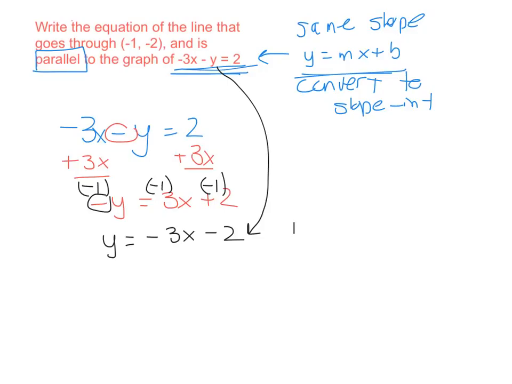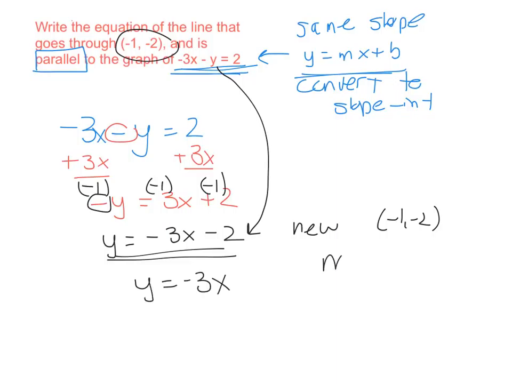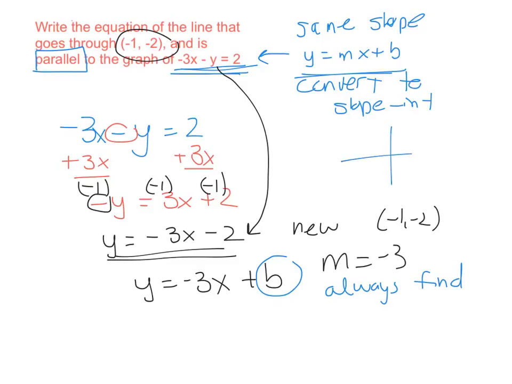I need to find the equation of a new line that's going to be parallel to this line, and it's going to go through the point -1, -2. My new line will have the same slope. So the slope is -3. It's going to have that same slope, but the key to all of these problems is that you'll always find a new b. Because they're two different lines. Remember our picture of two parallel lines. They're two different lines, and they're going to have different y-intercepts.